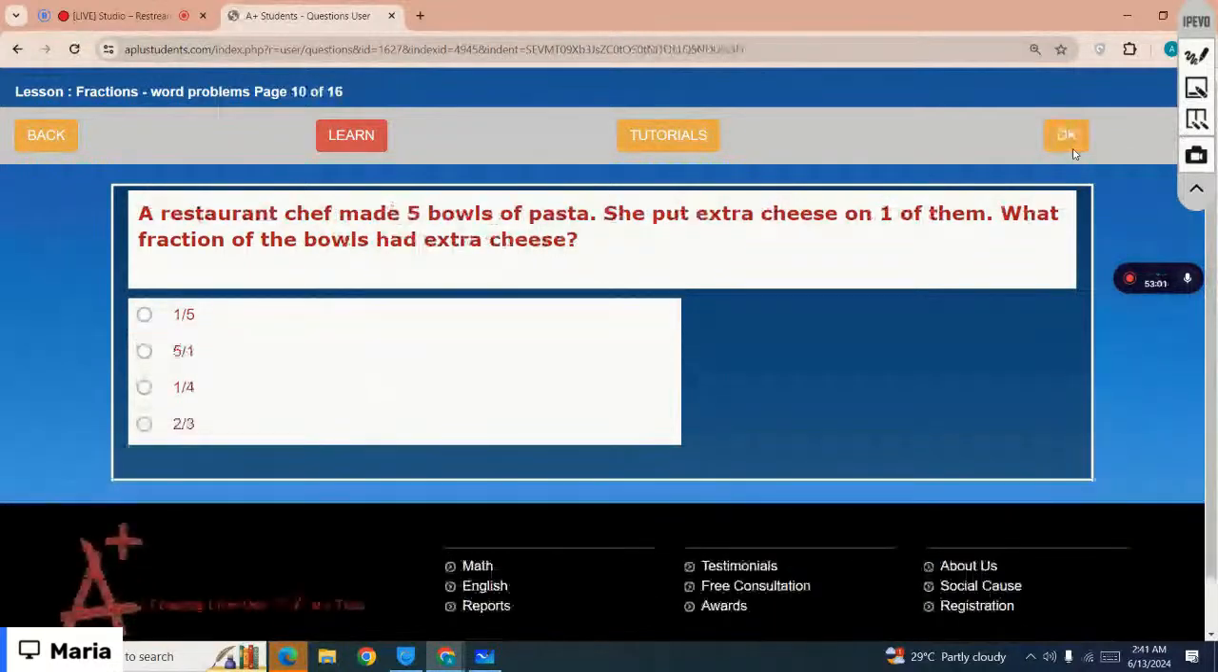A chef made 5 bowls of pasta. She put extra cheese on one of them. What fraction of the bowls had extra cheese? Which is the correct option? That would be 1 out of 5. Okay, you can complete the lesson by yourself later today.